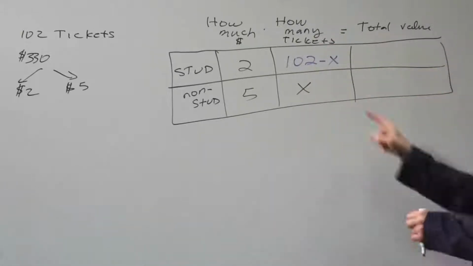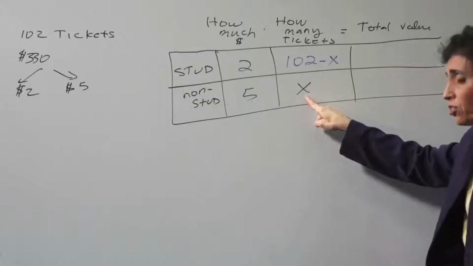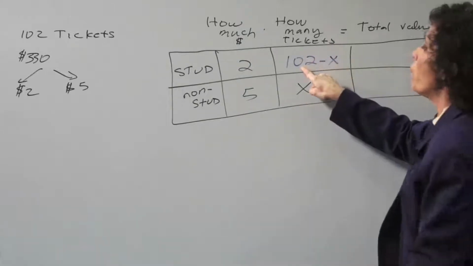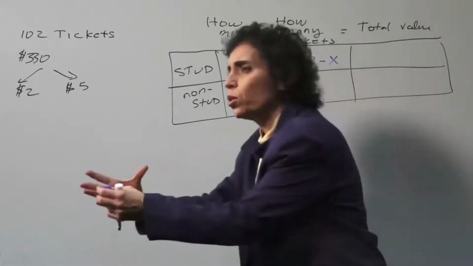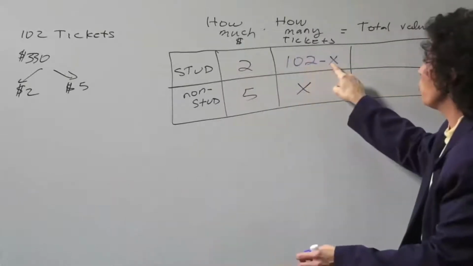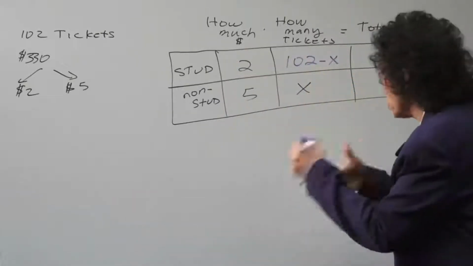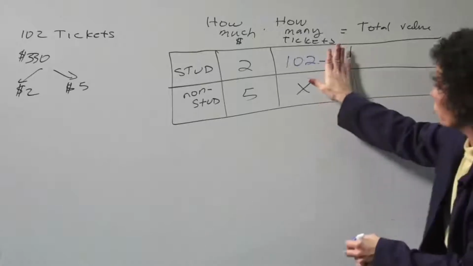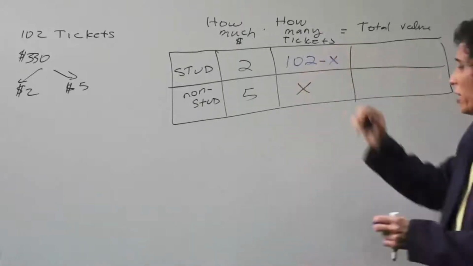Think about this. If there were 2 tickets for non-students, then there would have had to be 100 for student tickets, because they have to add up to 102. So 102 minus 2 would be 100. So I can put in numbers to see that this is correct, or I could just see it adds up to 102. So that's what I know.